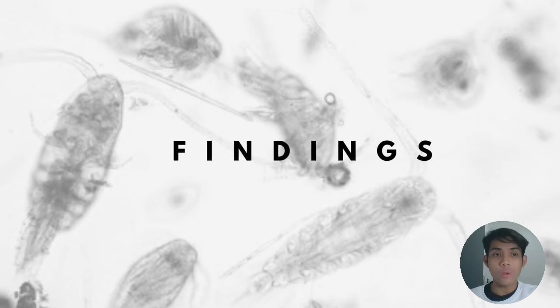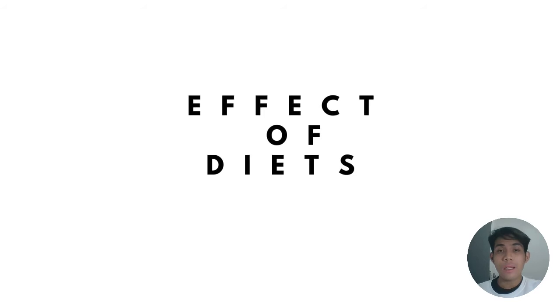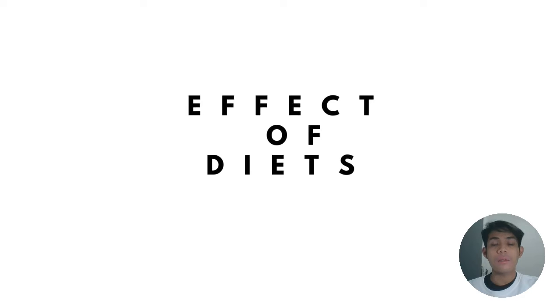So we move on to the finding. The finding will be divided into two: effect of diet and effect of environmental parameter. The first one is effect of diet. In terms of diet, in the finding, I will use two diets, which are algae and artificial diet. The first one, we will go to the algae first.